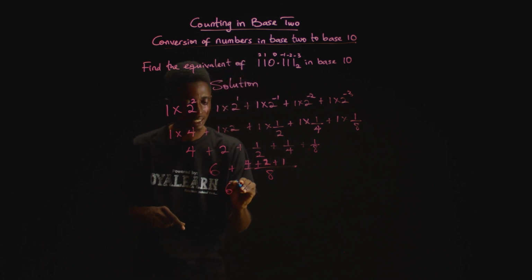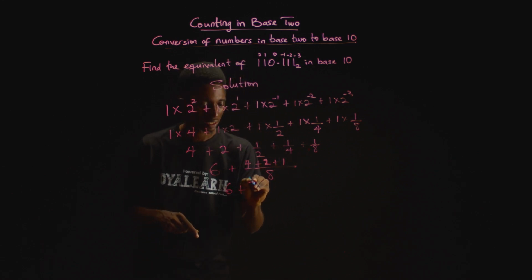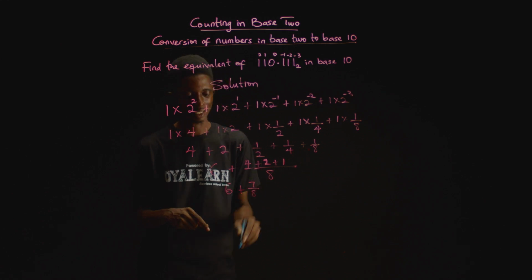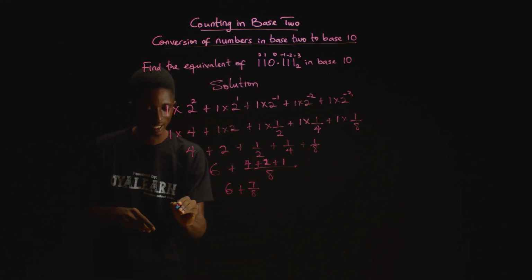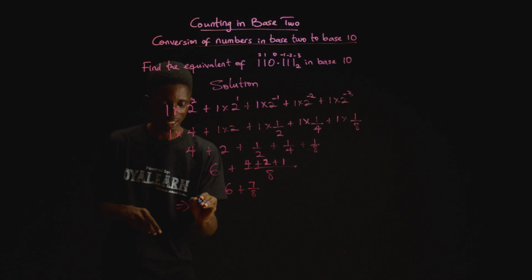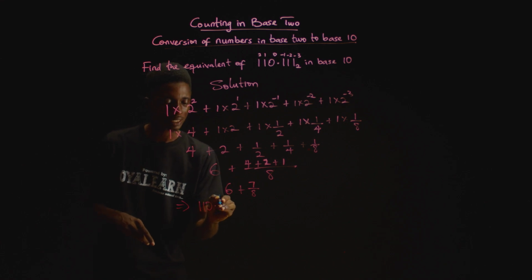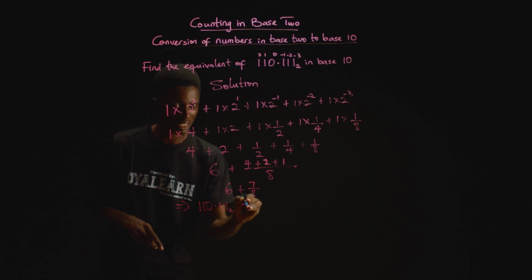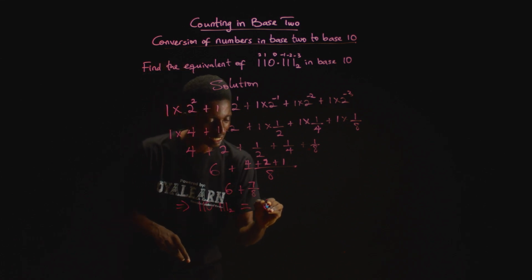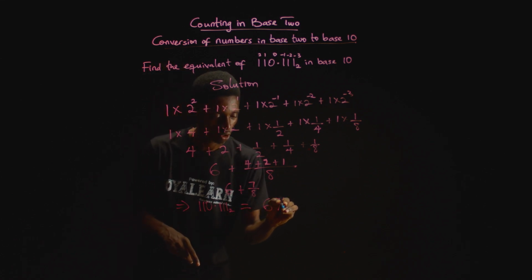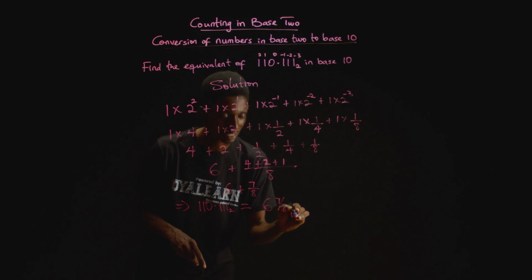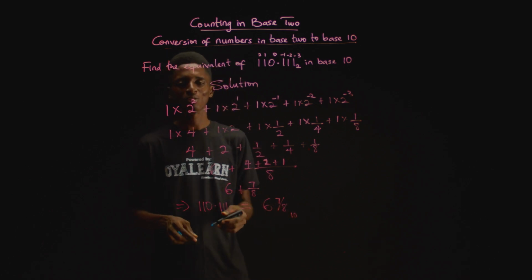So we have 6 plus 7 over 8. So we can then say that this implies that 110.111 base 2 is equivalent to 6 whole number 7 over 8 in base 10. And that's the solution to this problem.